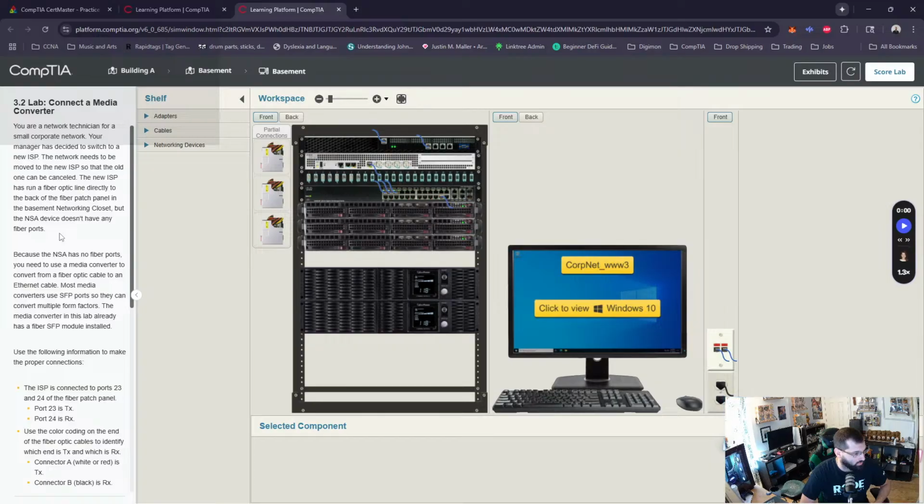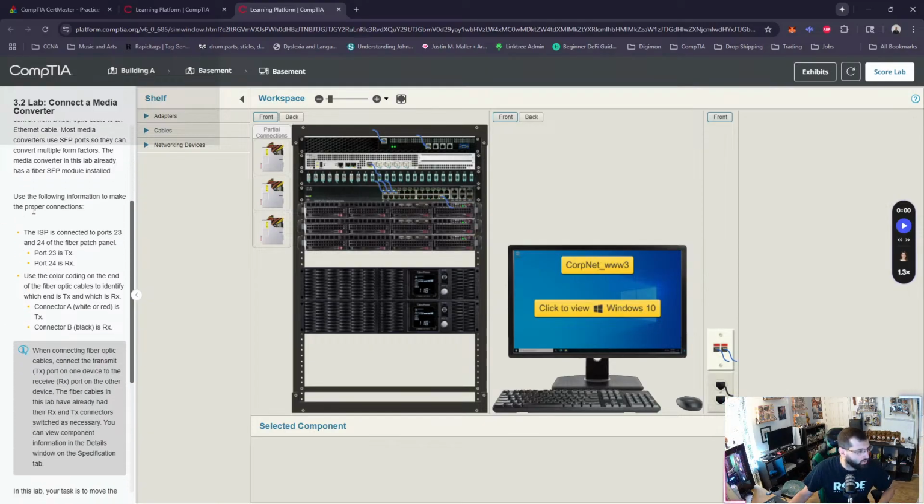Most media converters use SFP ports, so they can convert multiple form factors. The media converter in this lab already has the fiber SFP module installed. Okay. Use the following information to make the proper connections. The ISP is connected to ports 23 and 24 of the fiber patch panel. 23 is transmit, 24 is receive.